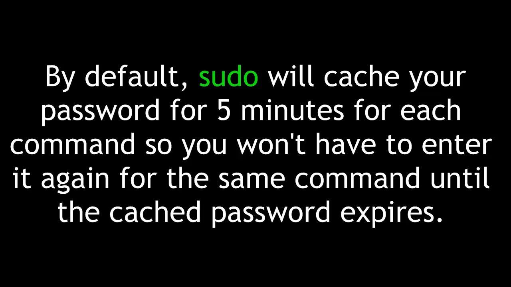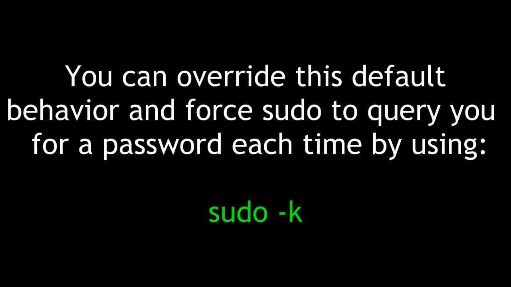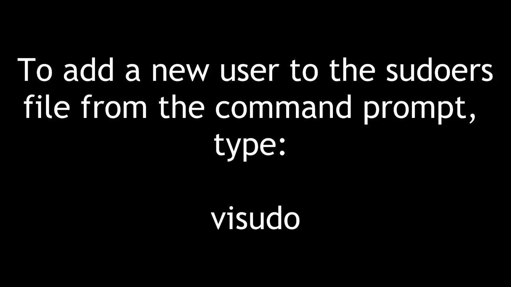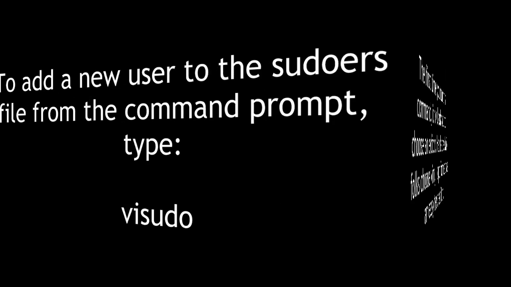By default, sudo will cache your password for 5 minutes for each command, so you won't have to enter it again for the same command until the cached password expires. You can override this default behavior and force sudo to query you for a password each time by using sudo -k. For a user on the system to use sudo, she must be in the /etc/sudoers file. To add a new user to the sudoers file from the command prompt, type visudo.